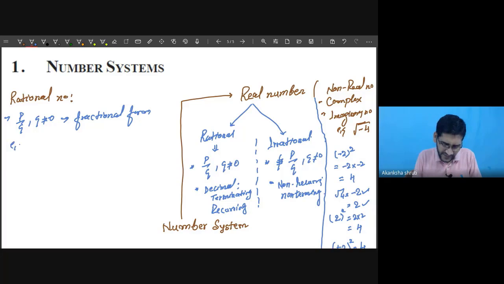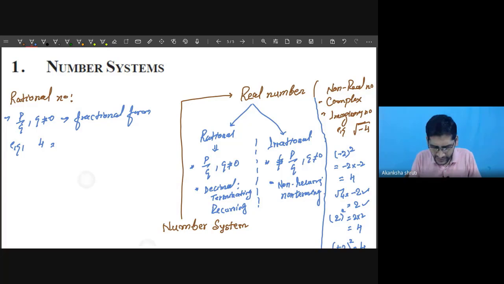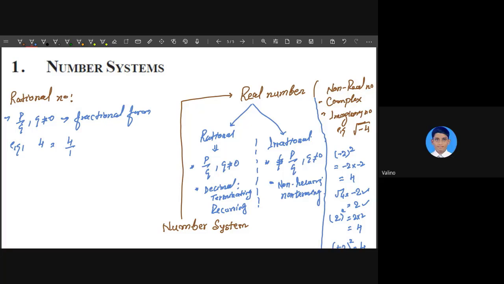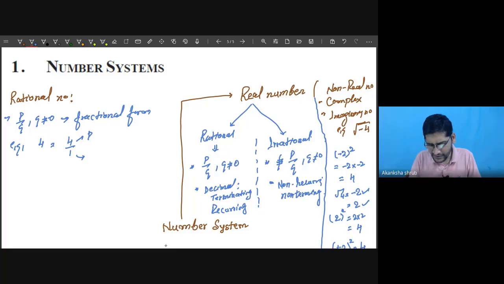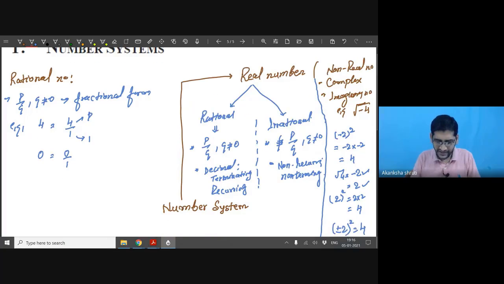For example, if we are taking 4, what is this 4? 4 means below this 4 in the denominator there is 1. So in this case, P is 4 and Q is 1. Similarly, if we are taking this 0, it simply means 0 by 1. So this 4, 0, all these are rational.